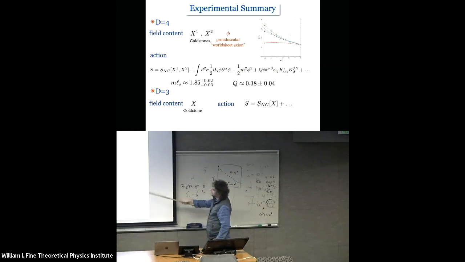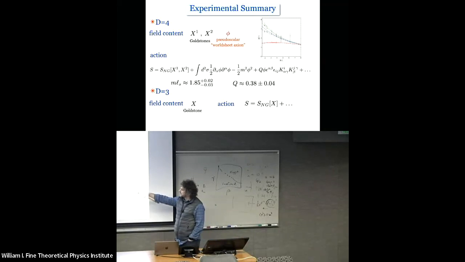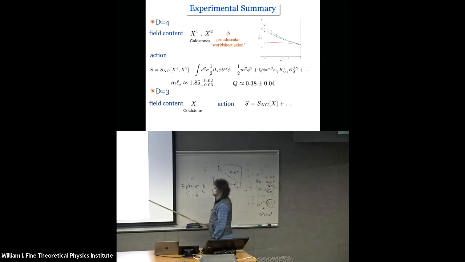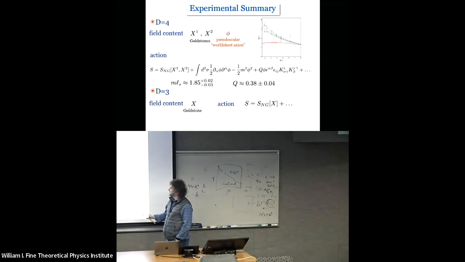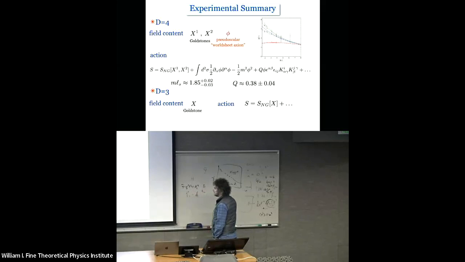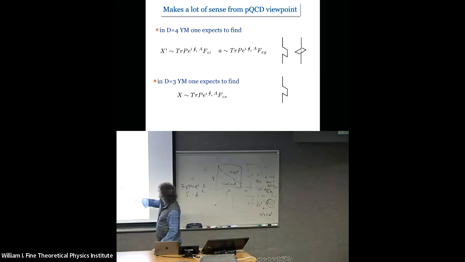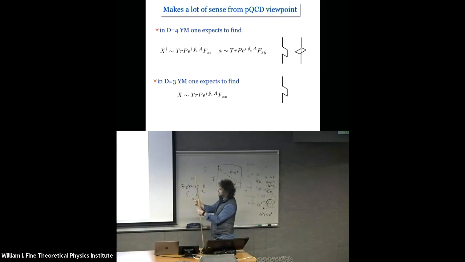This is kind of the summary. Again, we saw part of it already, but this is, I think, the short experimental summary. By experimental, I mean what we know from the lattice, or what we now know in D equals 4 and D equals 3 Yang-Mills currently. In D equals 4 Yang-Mills, the degrees of freedom which one finds are two Goldstone modes, and a massive scalar particle with a leading coupling. And in D equals 3, there is just a single Goldstone boson.